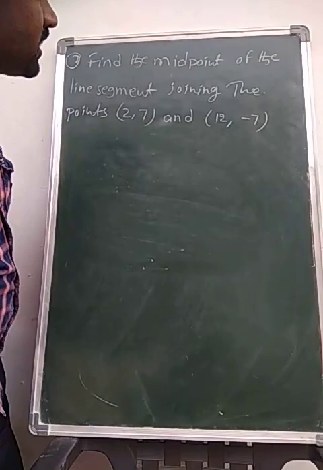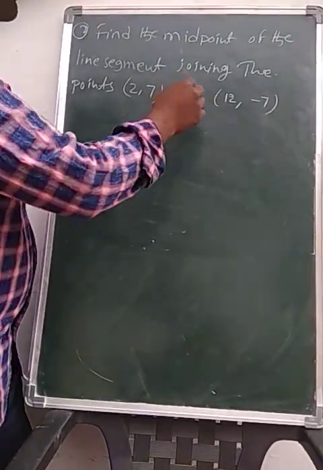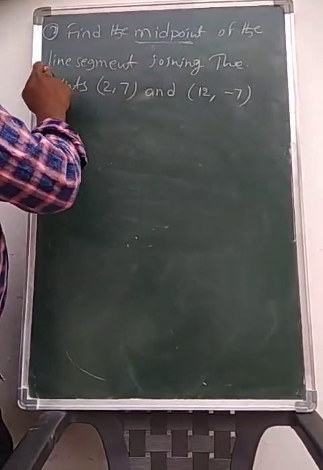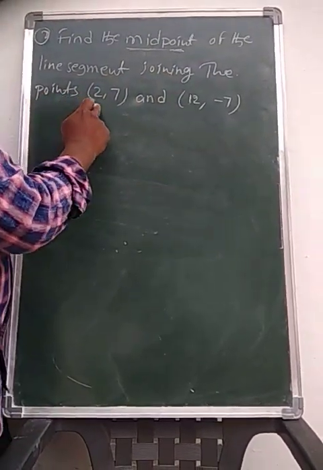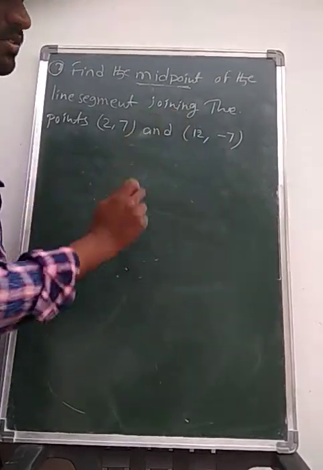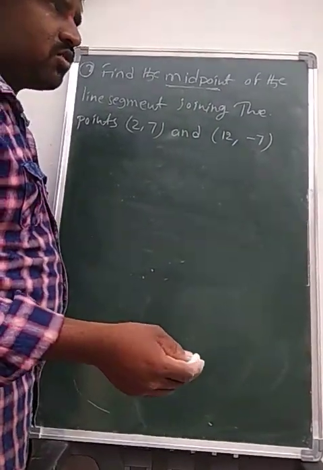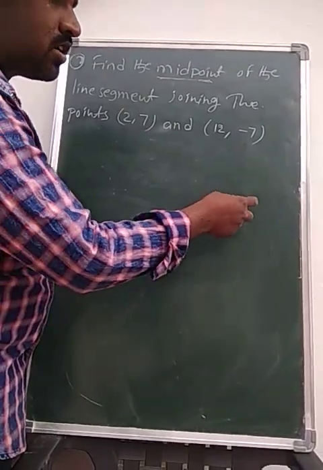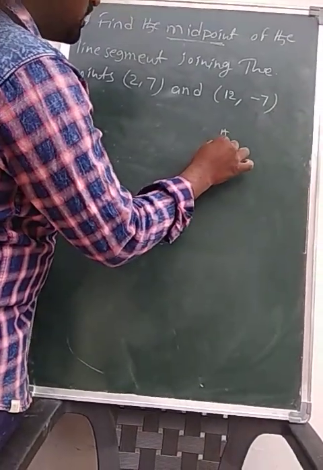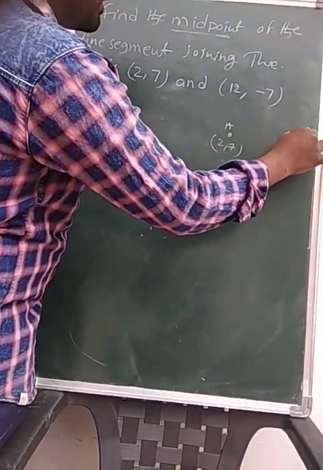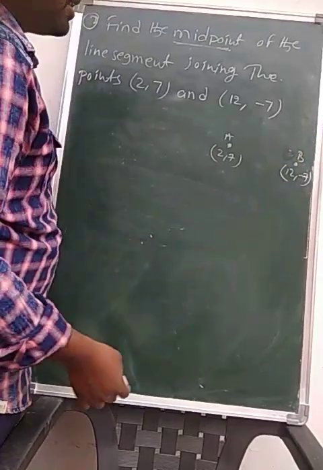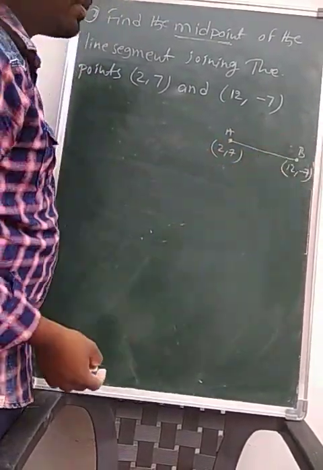Okay students, now the next problem is the midpoint problem. How to find the midpoint? Find the midpoint of the line segment joining the points (2, 7) and (12, -7). We know in coordinate geometry, if you plot the points on the graph, you get it like this. The point A is (2, 7), and the point B is (12, -7). By joining the 2 points, it forms a line segment.